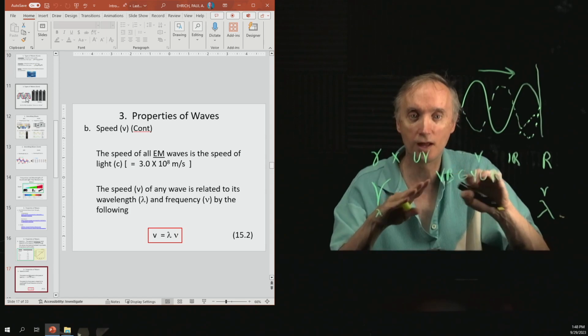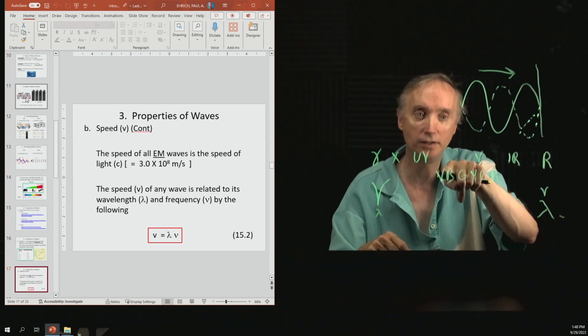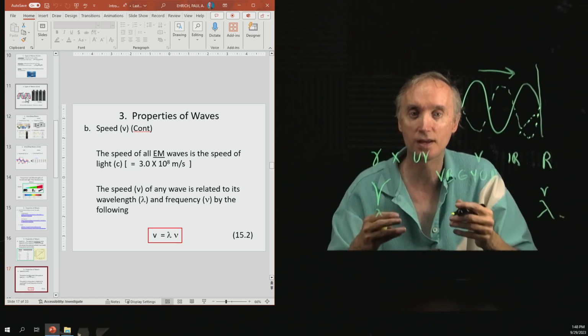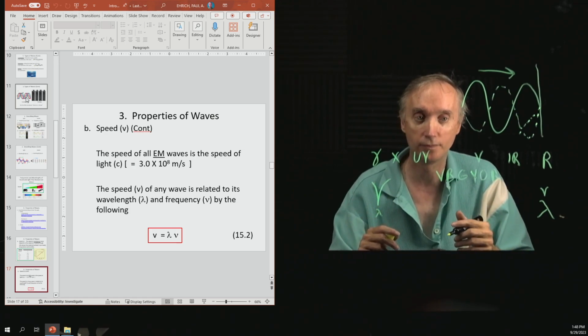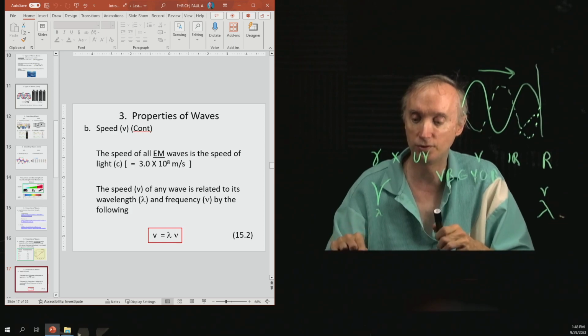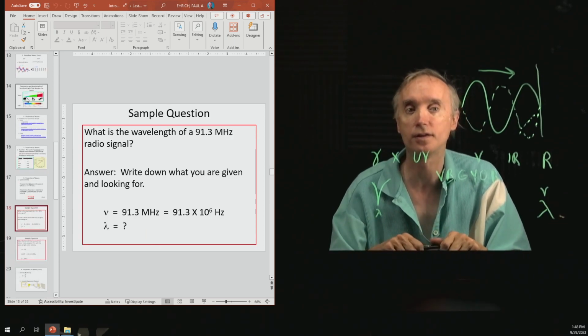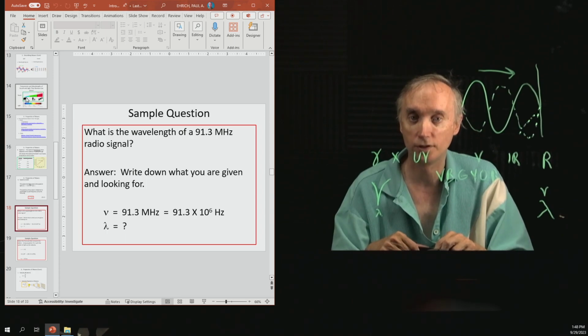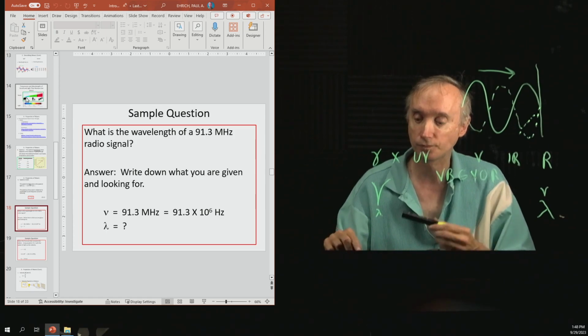In the case of light, instead of V, you would put the letter C. C stands for the speed of light. And you should be able to do a question like this. If I give you the wavelength, you should be able to calculate the frequency. If I give you the frequency, you should be able to calculate the wavelength.